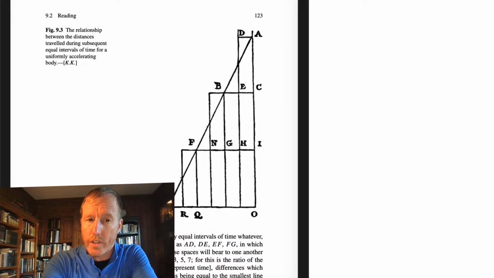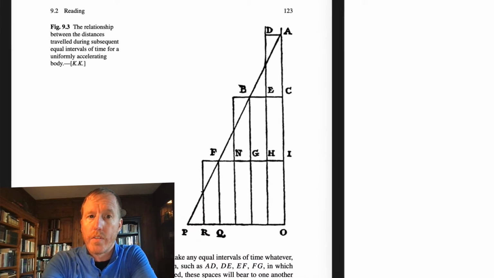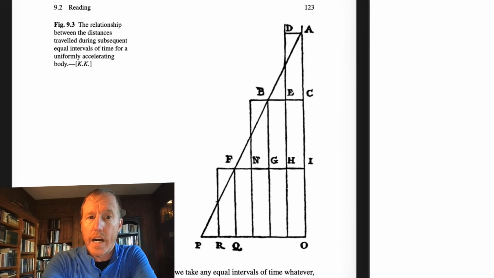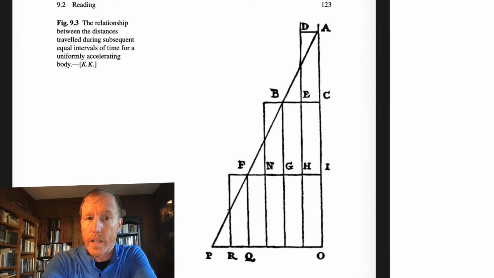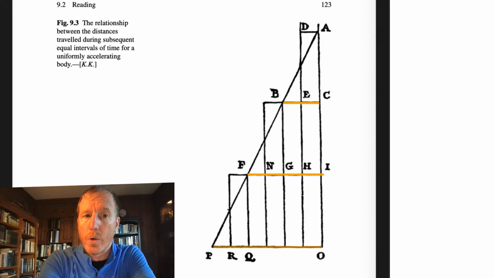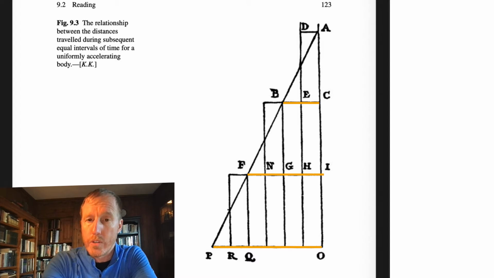So recall in our last lecture, we talked about how the vertical line ACIO represents a time interval broken into three equal parts, AC, CI, and IO. Then the line segments BC and FI and PO represent the speeds that the object has acquired after 1 unit of time, after 2 units of time, and after 3 units of time respectively.